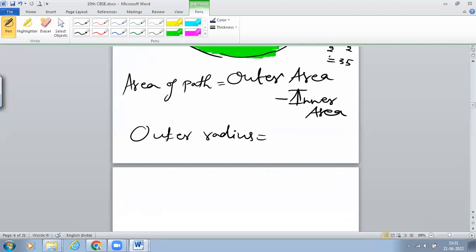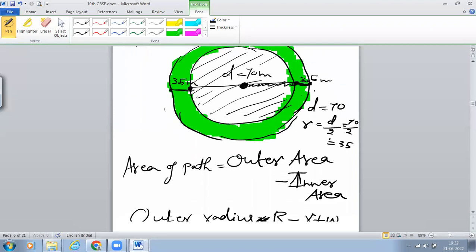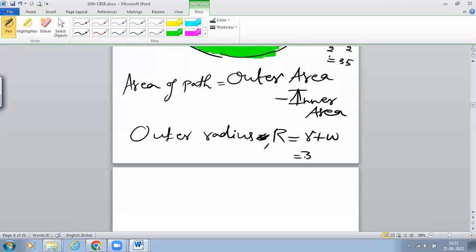Okay, so I'm going to first find the outer radius. So the outer radius is capital R. Capital R is equal to inner radius plus width. Inner radius plus width of the path will give you the outer radius. What is the inner radius here? Inner radius is 35. Inner radius means from this center point to this point. This is the inner radius. This is the width. What is the width here? 3.5. So inner radius 35 plus width 3.5 will give the outer radius. Therefore, 35 plus 3.5 is 38.5. So 38.5 is the outer radius, that is capital R. Note it down, Amma.